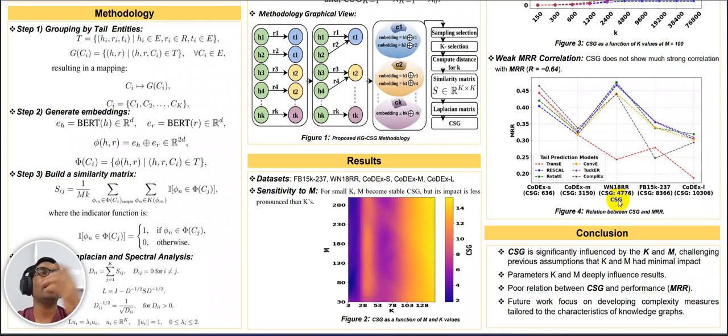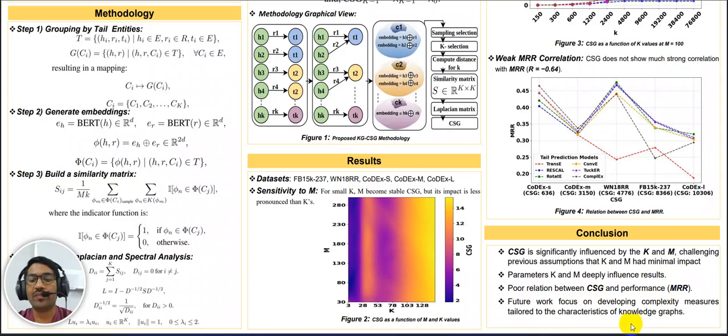Currently the researchers are creating algorithms for link prediction, for tail prediction, entity prediction, to improve the accuracy, but there is no such work to find the complexity of the dataset, to identify where the bias is in the dataset that does not allow the model to provide very good accuracy. So it is good for the field of knowledge graphs. In the conclusion, from the results we can see that CSG is significantly affected by the k and m value, and there is not that good a relationship between CSG and MRR.